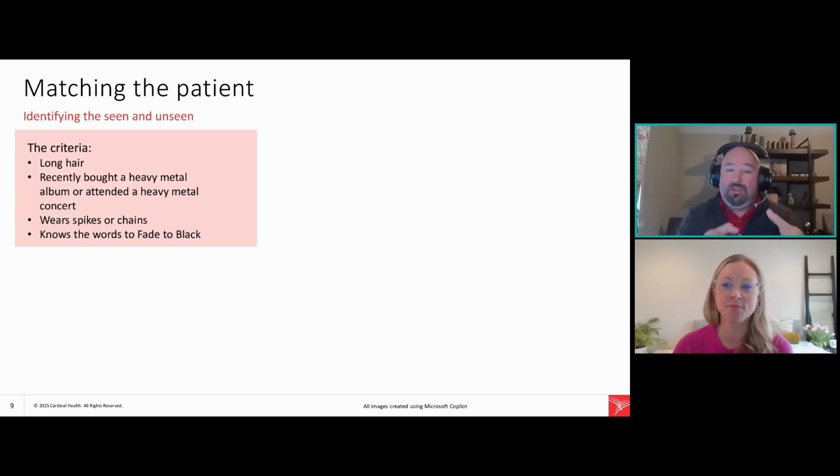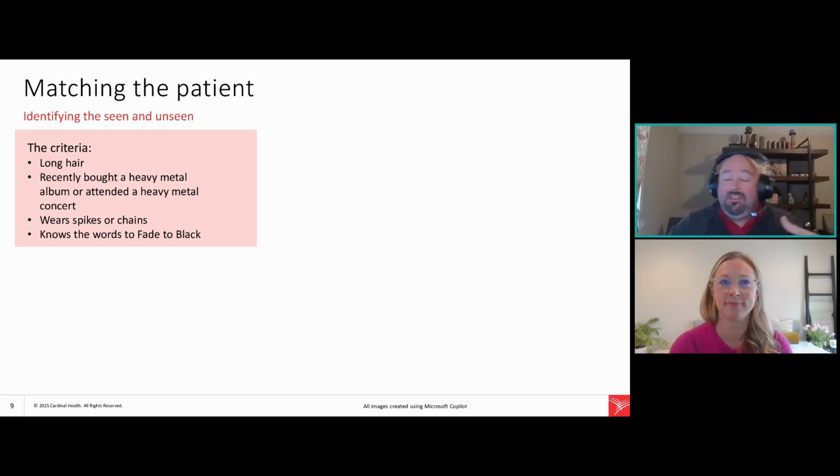Now you could get hyper specialized. You could get really, really niche in music and in patient selection. And that will help you in the real world evidence side. So let's just look at our matching of a patient, super generic. You have long hair, which is a proxy for phenotype, right? The way something presents. Recently bought a heavy metal album or attended a heavy metal concert, right? So now we have a behavior-based or perhaps environmental exposure into the background.